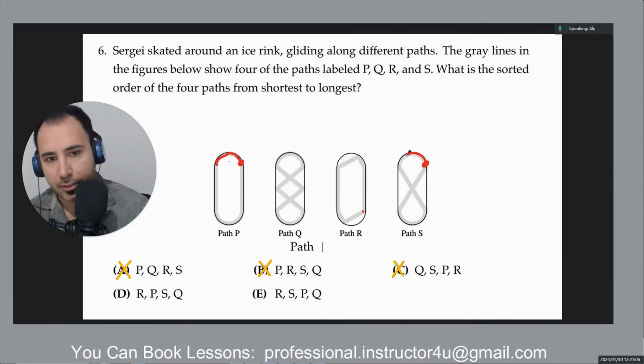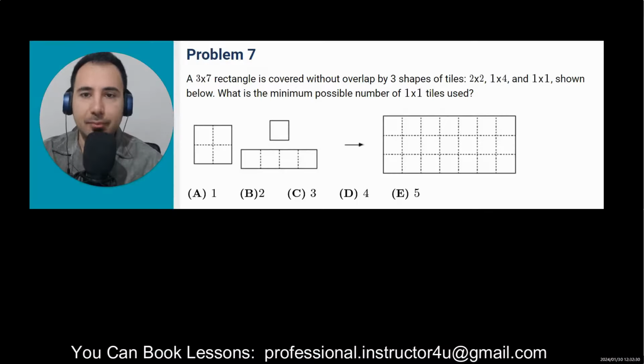Okay, so after R comes P. So this is also out. Okay, we don't even have to check Q anymore. This is the right answer, and that's it. I think if you spend enough time on this question in the test, you will get the right answer. But let's do the question anyway together.